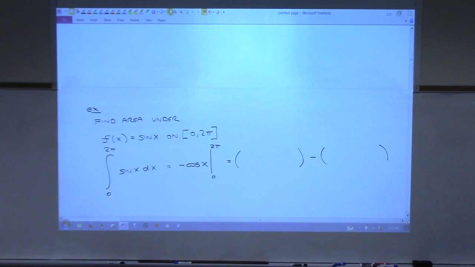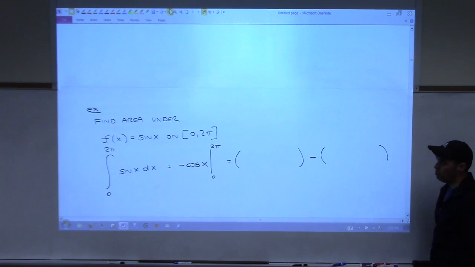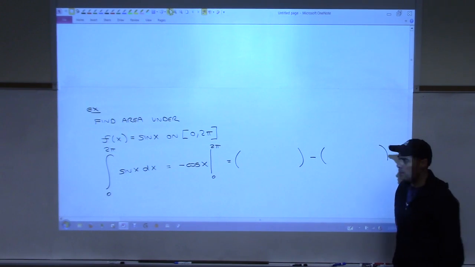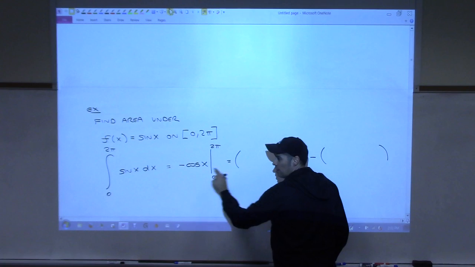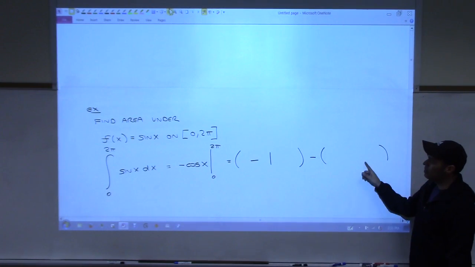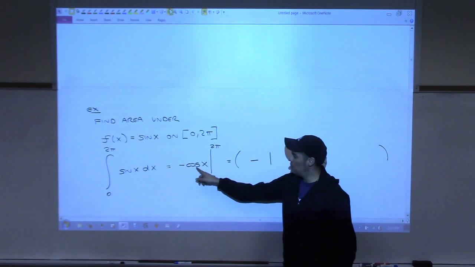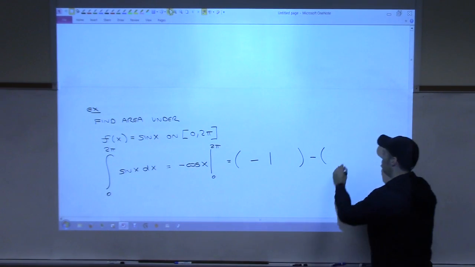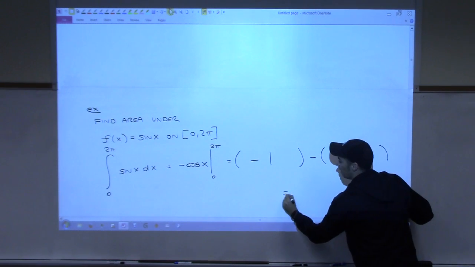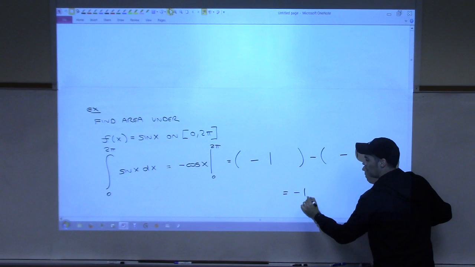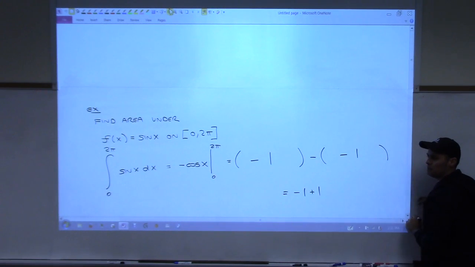First plug in 2 pi. So what is cosine of 2 pi? 1. Cosine of 2 pi is 1. So it's actually -1, isn't it? All right. Minus, over here, what's cosine of 0? Also 1, but it's minus. So another -1. And so you get -1 plus 1. Right? Negative and negative is positive. Which is?